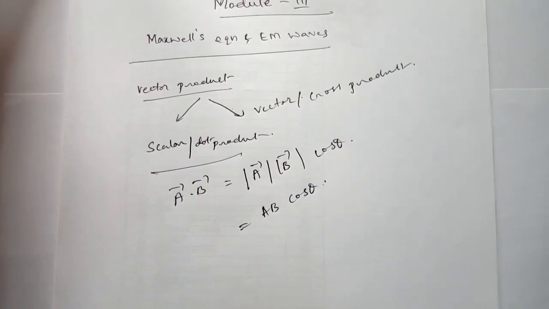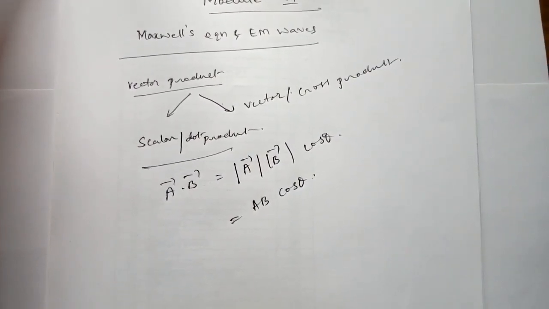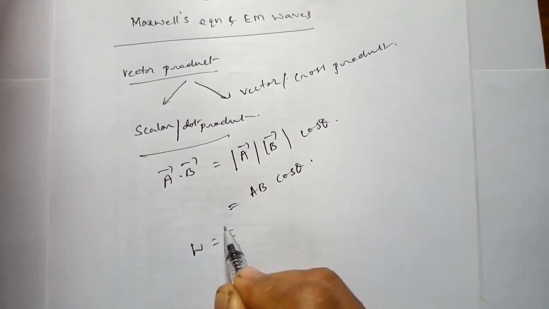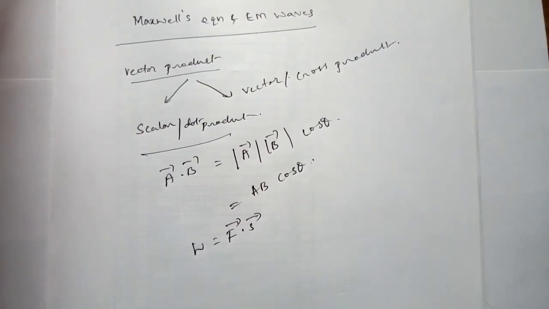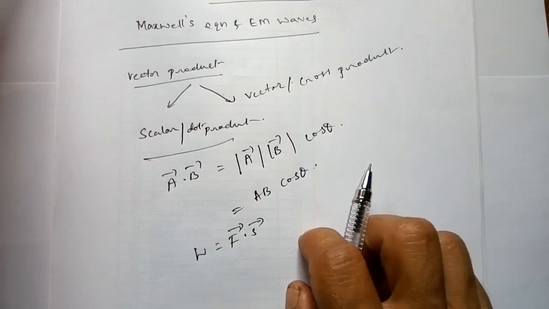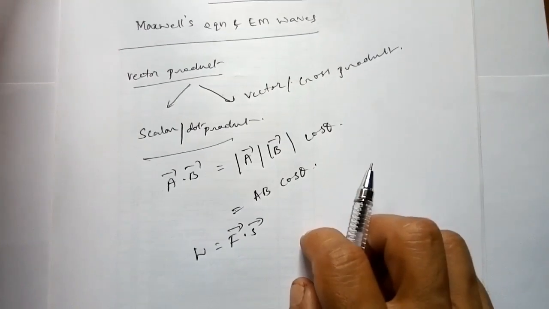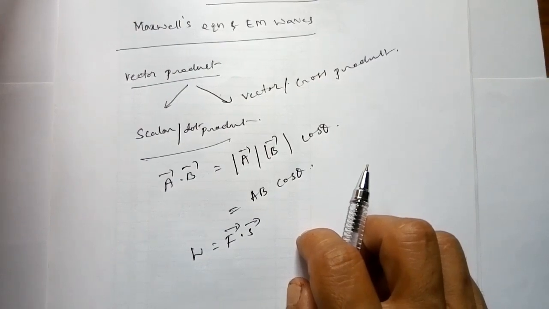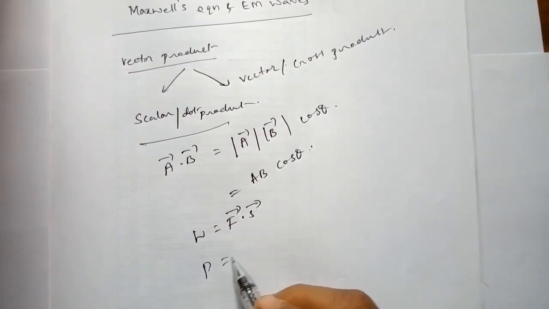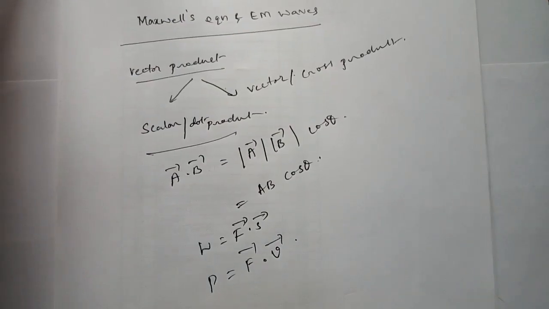Examples we have also seen, that is work done. It is a product of force and displacement, so W is equal to F dot S. Similarly, power is also a scalar product, of force and velocity. So power we can write as P is equal to F dot velocity. This is another example.